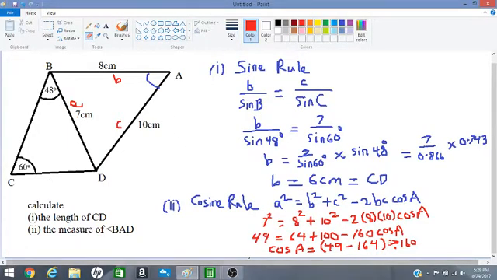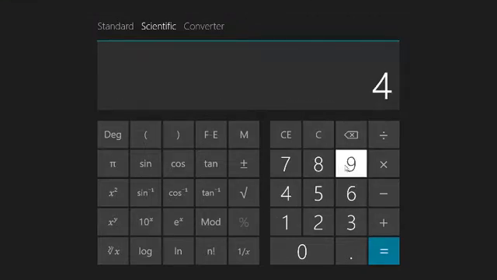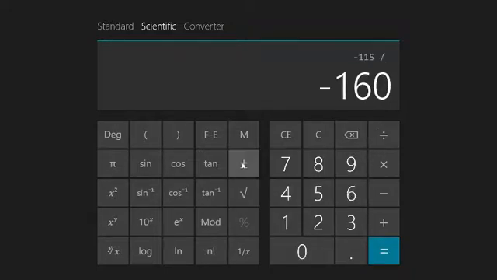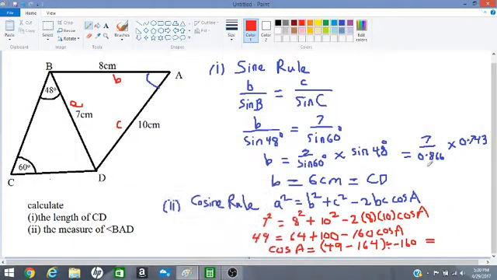Okay, so let's make that clear. We're solving an equation here. So we divide by negative 160. Okay, 49 subtract 164. 64 plus 100 is 164. We must subtract it from both sides. Afterwards we divide by negative 160. Let's see what we get. 49 subtract 164 divided by negative 160. We get 0.719 to 3 decimal places. Remember, a negative divided by a negative number gives a positive.